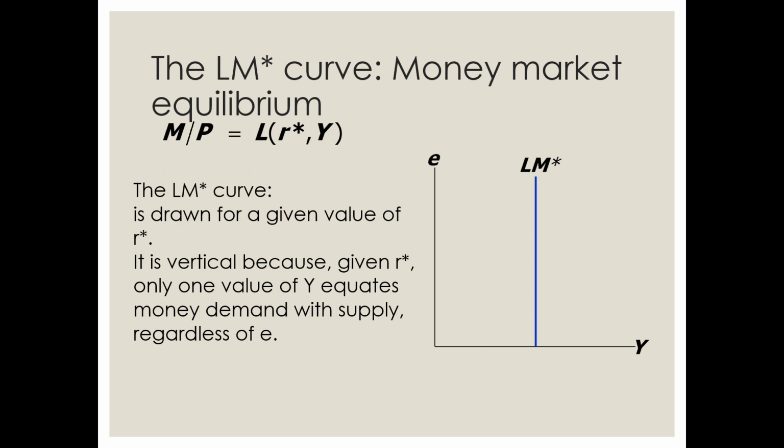The LM curve, money market equilibrium. The LM curve is vertical because, given the world interest rate, only one value of Y equates money demand with supply regardless of E.